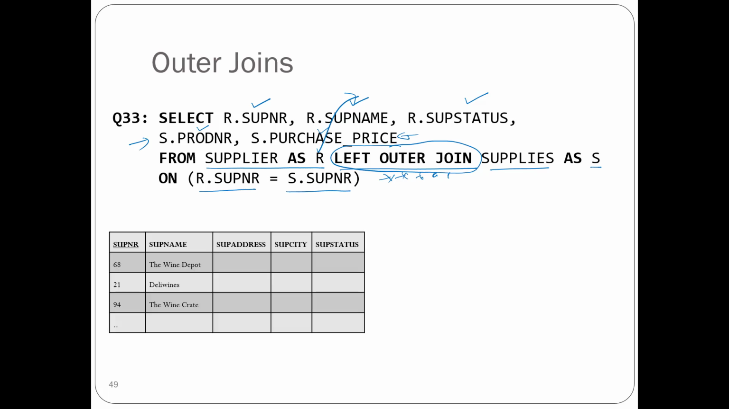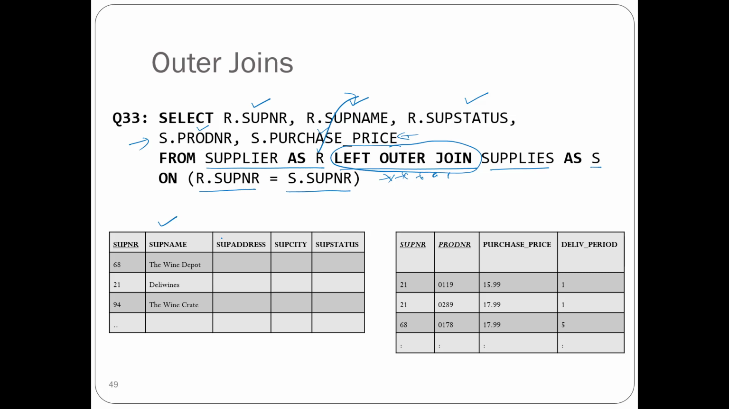So look at this. Here we have the supplier table, right? And then here is the supplies table, and we are doing left outer join. So what will happen? 21 has two matching, whereas 68 also has a matching, but 98 doesn't have any matching. This is our left, this is your R, this is the S, and we are doing left outer join.